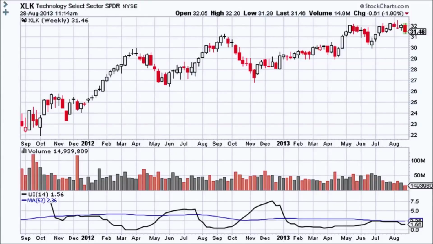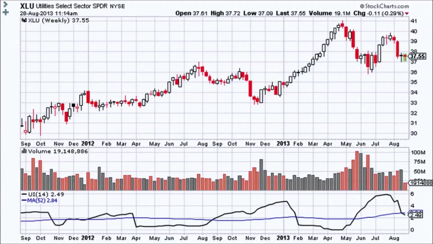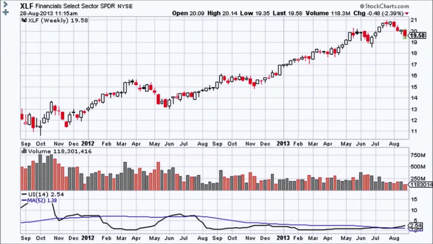Here's a lower one. The technology sector, XLK, with a reading of 1.56 here, is the least amount of risk. The XLU is quite high with a reading of 2.49. And the XLF has a reading of 2.54 above its average. So that's basically how you use it. It will allow you to choose a sector or a stock within a sector that has the least amount of risk or potential downside.